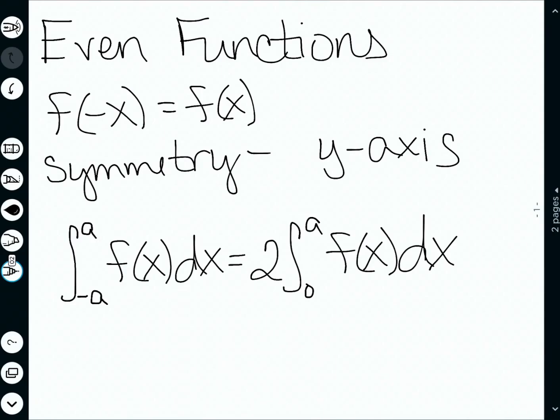This can be helpful because it's usually easier to evaluate a function at 0 than any other number. So instead of having two more complicated numbers, we can have an easy number and one more complicated number.